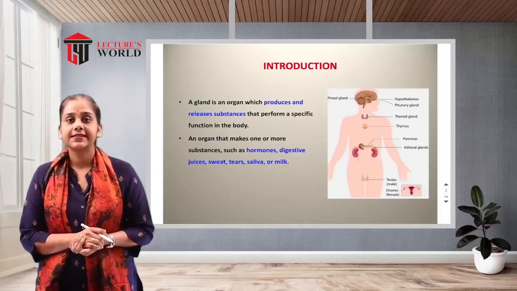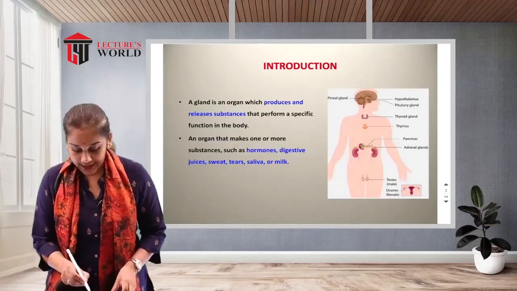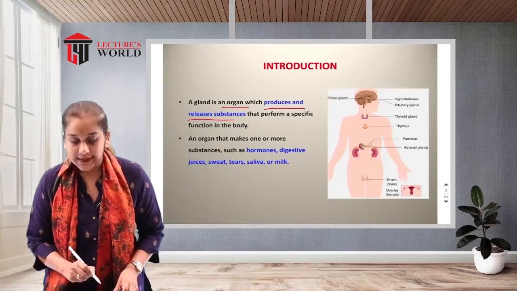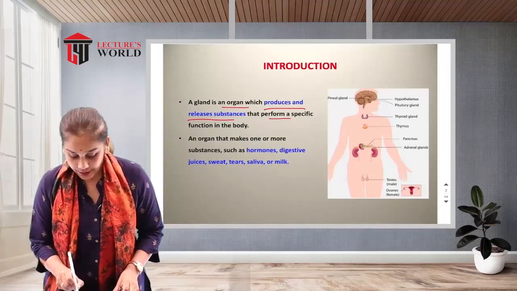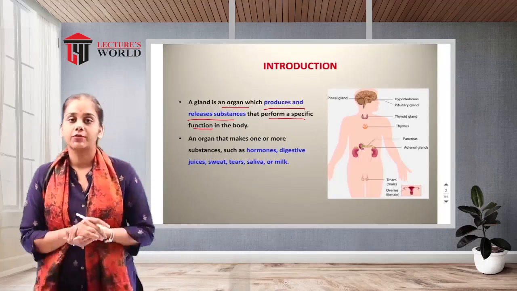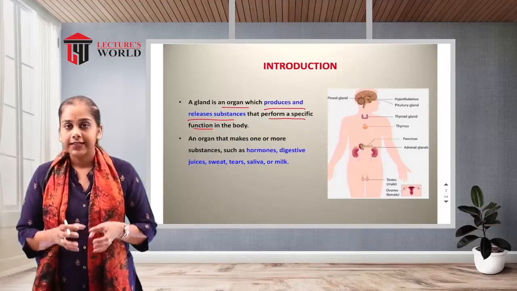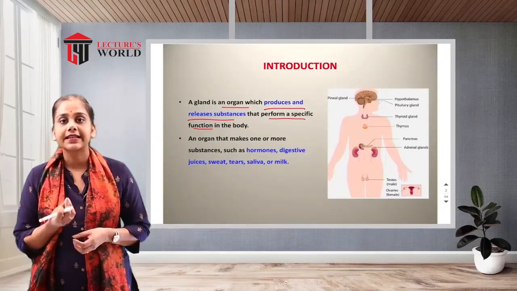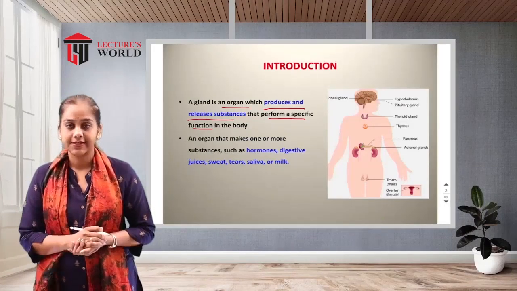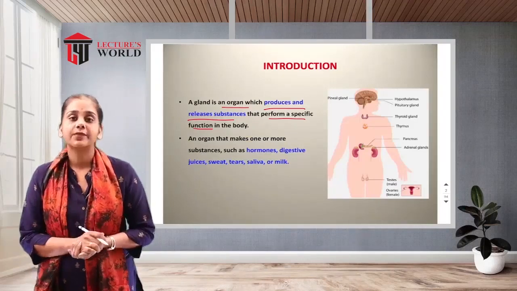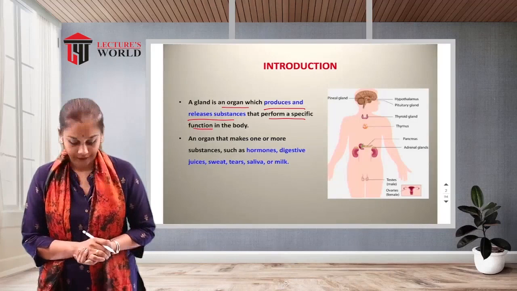Okay, so let us see what a gland is. A gland is an organ which produces and releases substances that perform a specific function in our body. It is a specific organ that produces as well as releases its chemical substance in the body, and performs a specific function in our body.